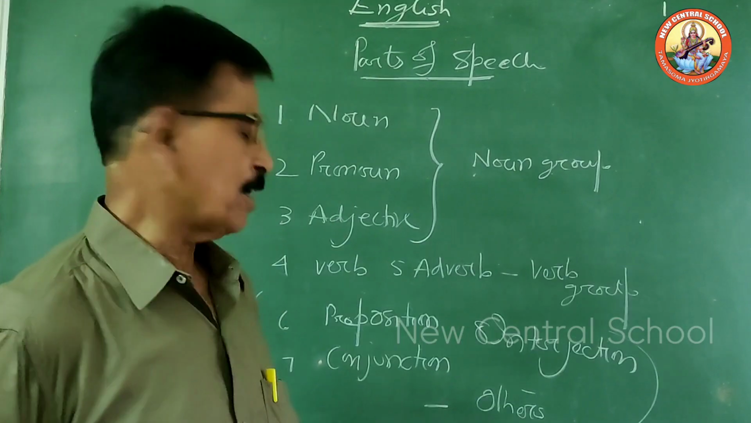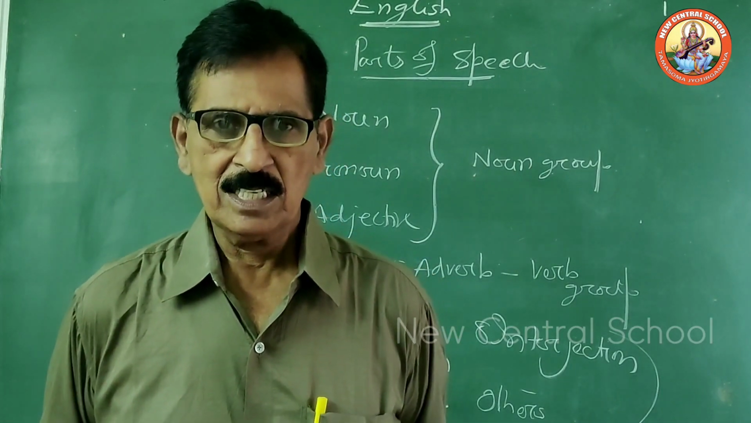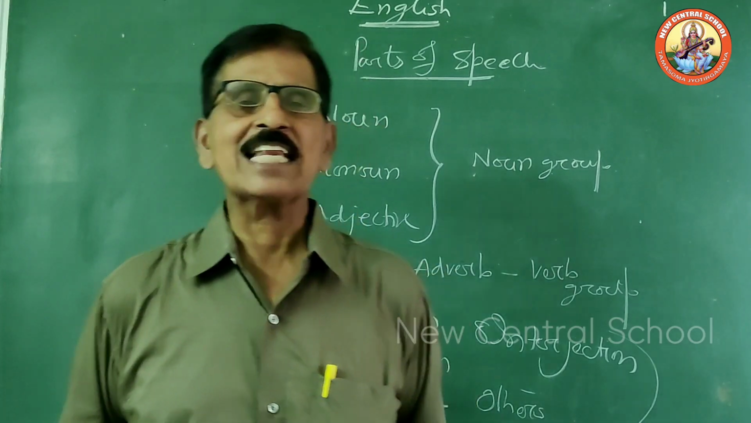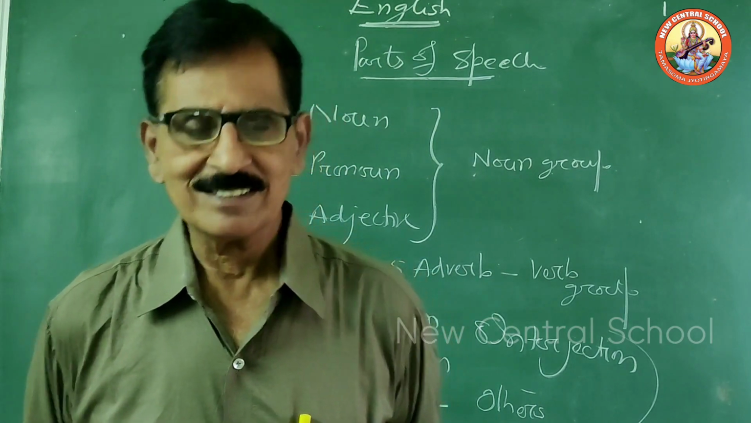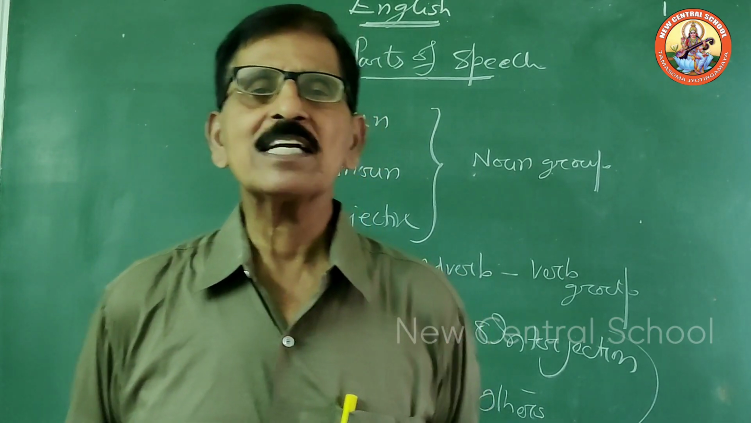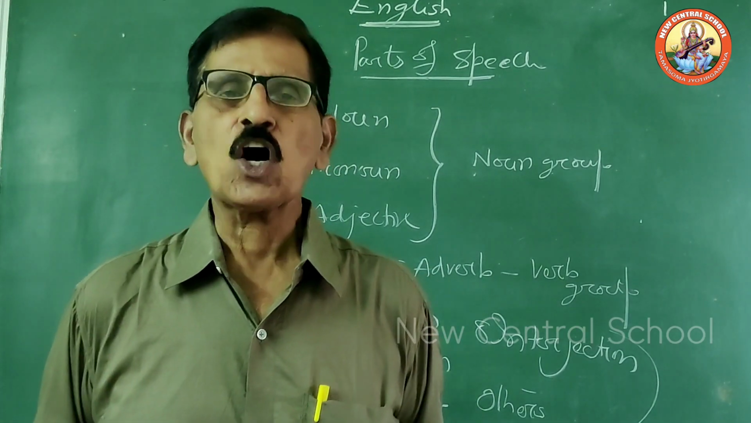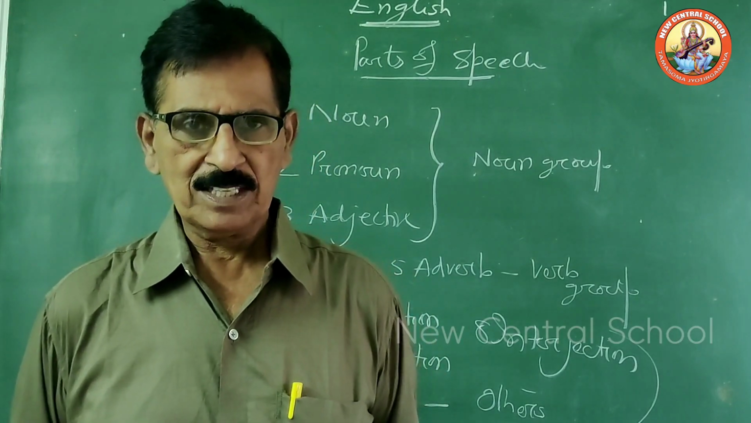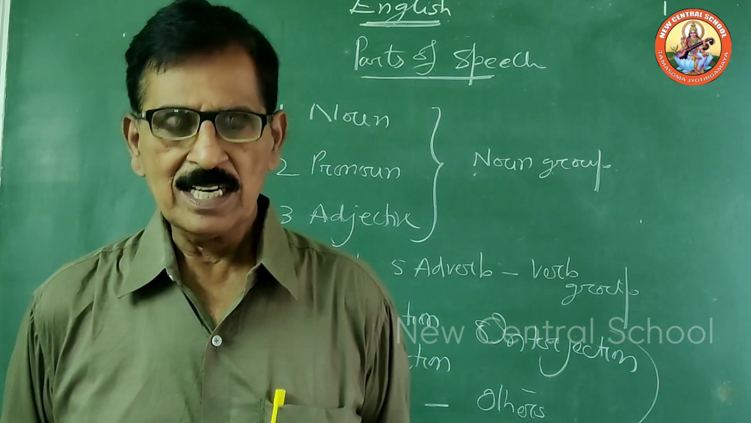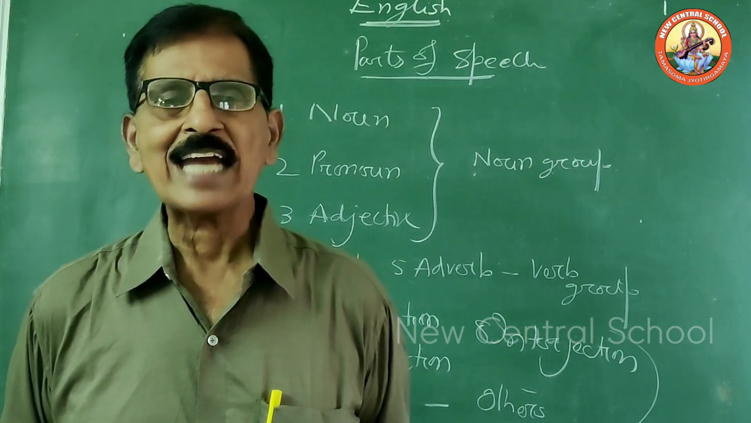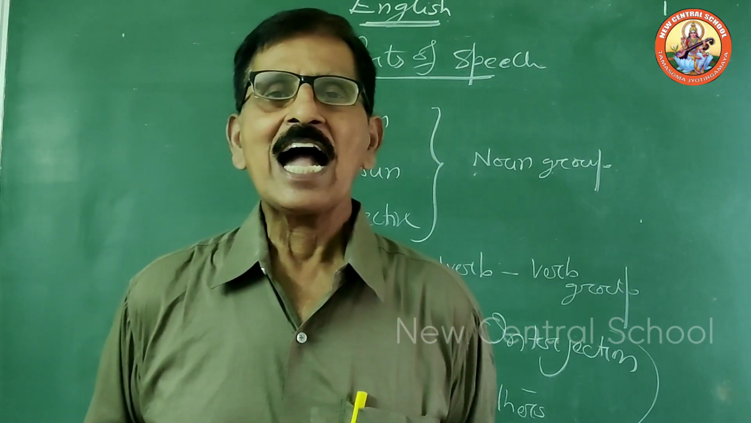Next one is verb. It is an action or a state, like play, sleep, eat, write, read, jump, walk. Adverb is a word which adds meaning to the verb. Slowly, quickly. He is running. He is running quickly. He is writing. He is writing very slowly. So, these words are called adverbs.